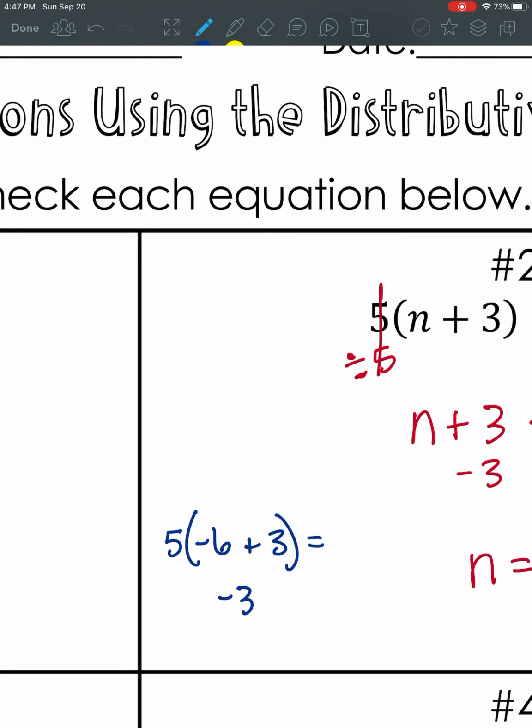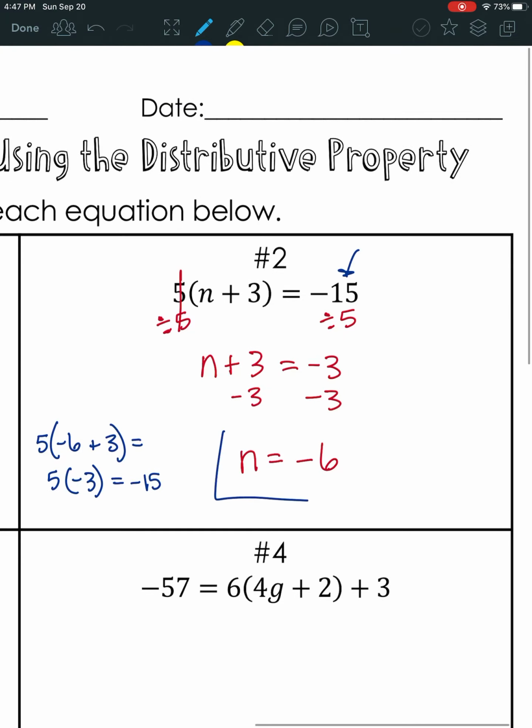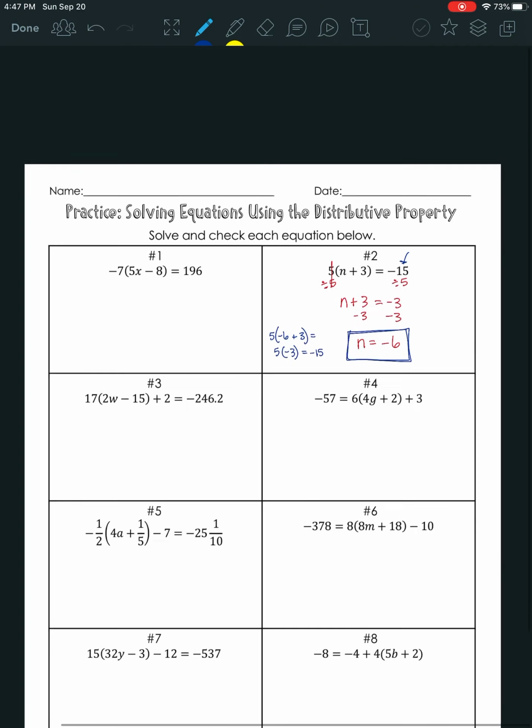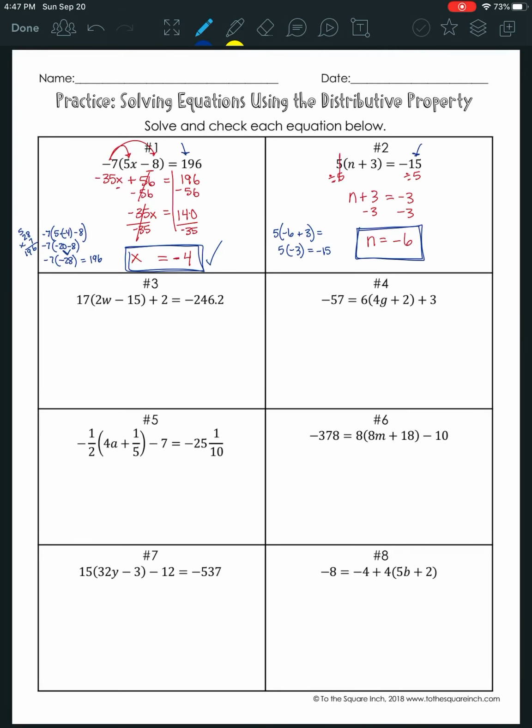Replace n as -6 and see if this turns out to -15. So -6 plus 3 is -3. And 5 times -3 is -15, and that's what we started with. We know our answer is correct. Okay, and I'd like you to pause your video and check the rest.